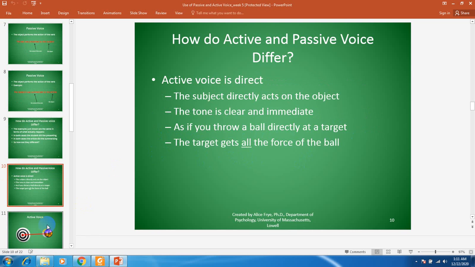Active voice is direct. Active voice is direct and passive voice is indirect.